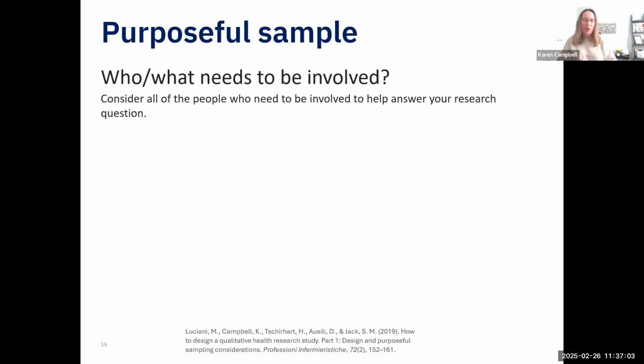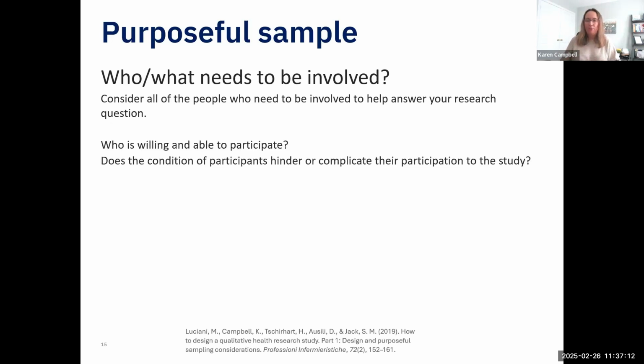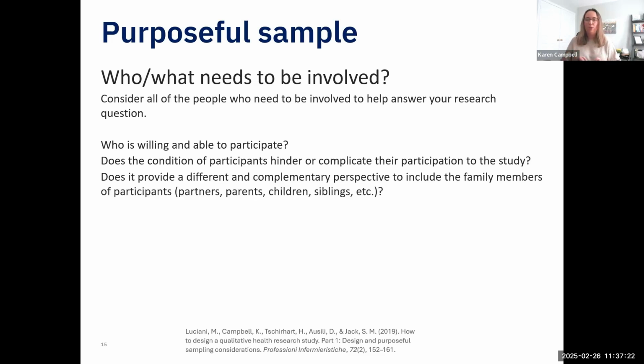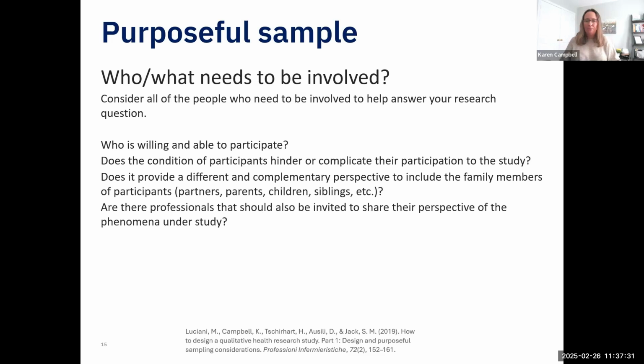The purposeful sample looks at who needs to be involved, who are the right people, who's willing to participate, and are they able to participate? And if they aren't able to participate, why not? And how can you adjust your study in a way so that the right people can participate? Because we do want to make sure that the right people are being asked at the right time and in the right way. And what other perspectives might help to identify?